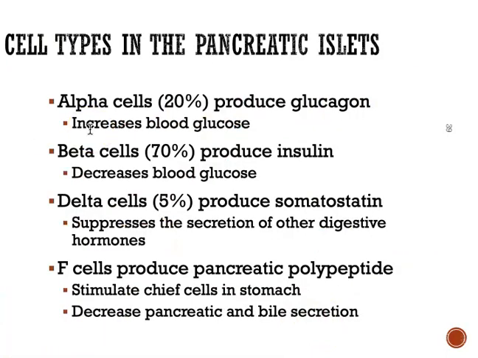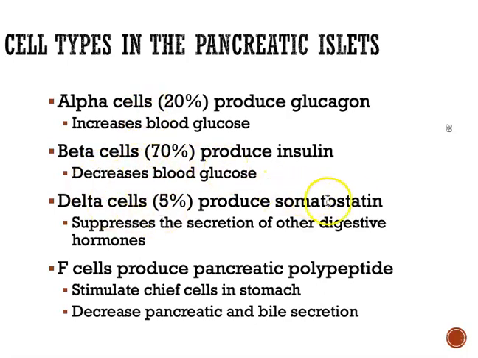These are the hormones and the cells that produce them. I wouldn't worry so much about these percentages. That's not what's important. What is important is that you understand that alpha cells are producing glucagon, and glucagon is going to increase blood glucose levels. Beta cells are producing insulin that will work antagonistically to alpha cells and decrease blood glucose levels.